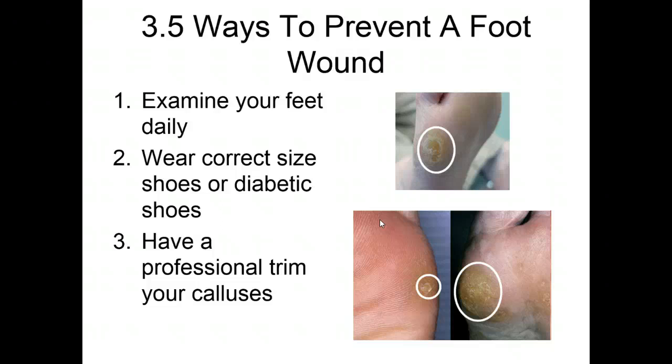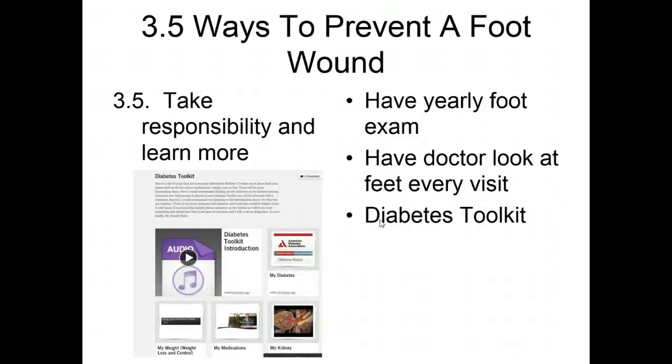And then the last thing you can do, the 0.5 in the 3.5, because I think this is the most important thing, is for you to take responsibility and learn more. There's a lot of resources out there. I put together this diabetes toolkit. It has helpful information about every aspect of diabetes that can affect you. Just general information, of course. That can be found at drpelto.com.